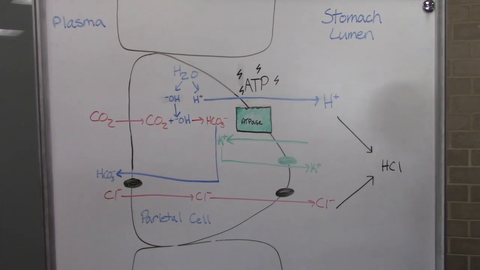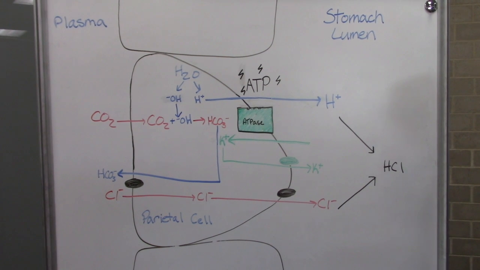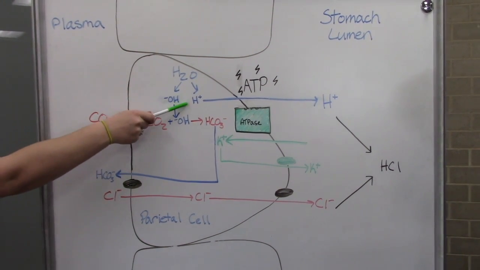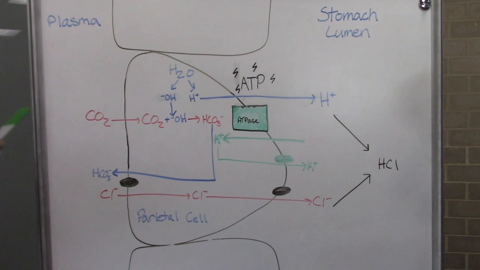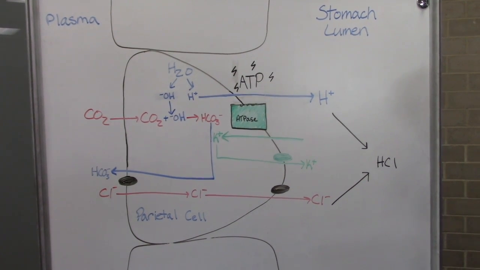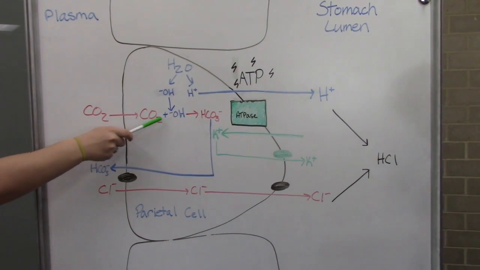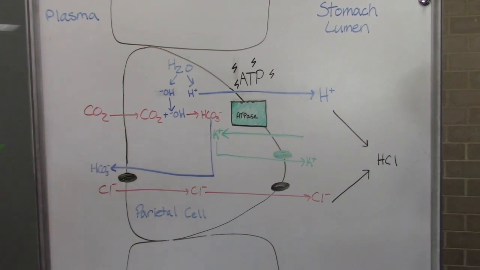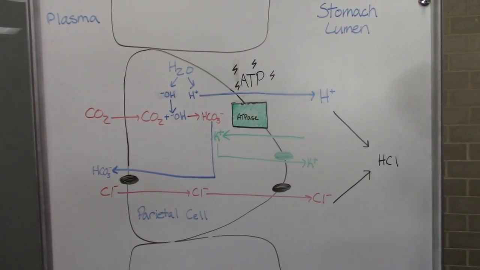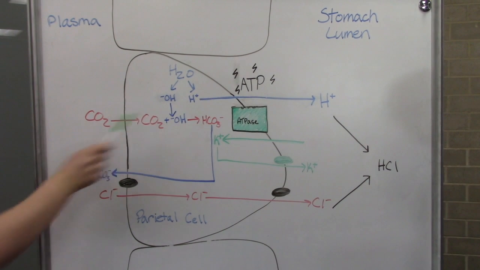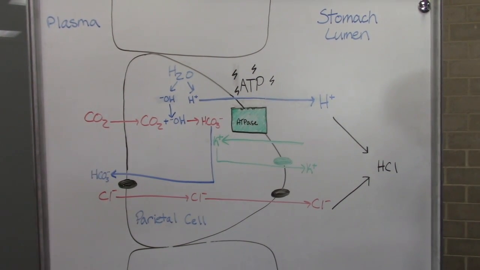The secreted hydrogen is derived from the breakdown of H2O into hydrogen and OH, catalyzed by carbonic anhydrase. The OH combines with CO2 that is either metabolically produced in the cell or diffuses in from the plasma to form HCO3. Chloride is secreted by secondary active transport.